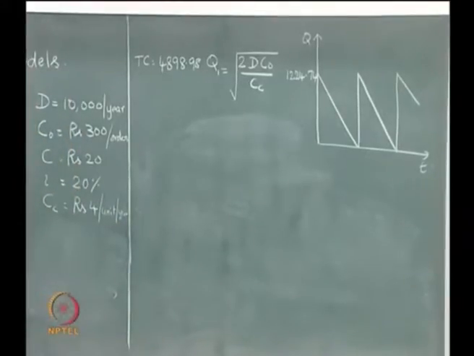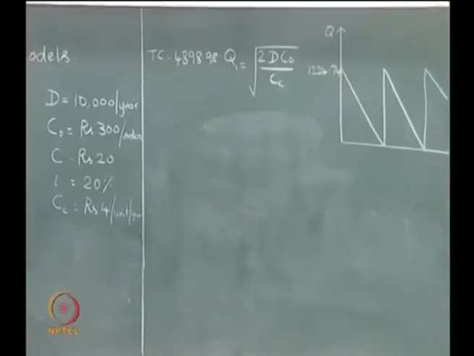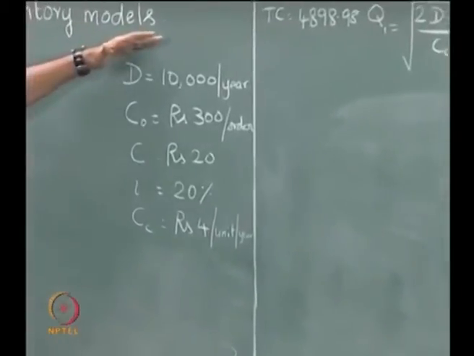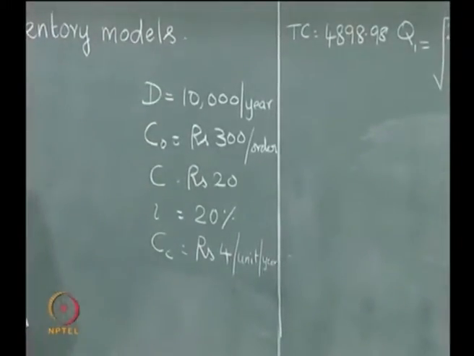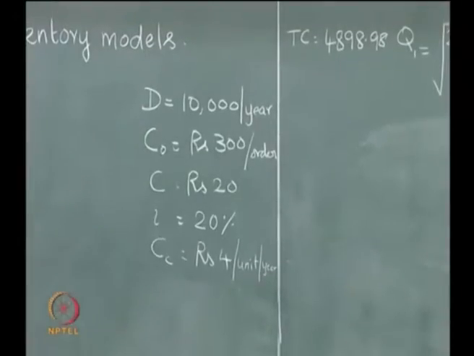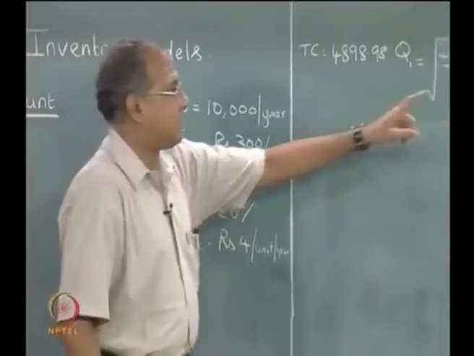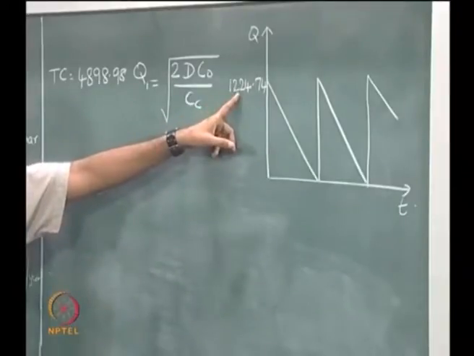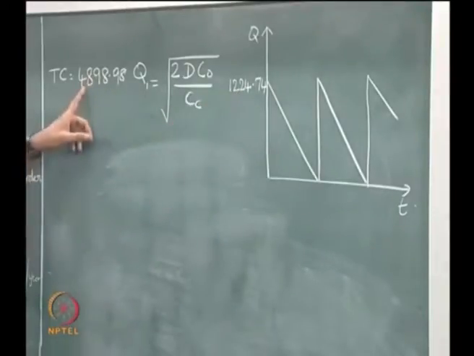Now when we have a single item and we buy this item, let us assume we are working with this data where the annual demand is 10,000, order cost is 300 and so on. We have already found that the economic order quantity is 1224.74 and the total cost is 4898.98.